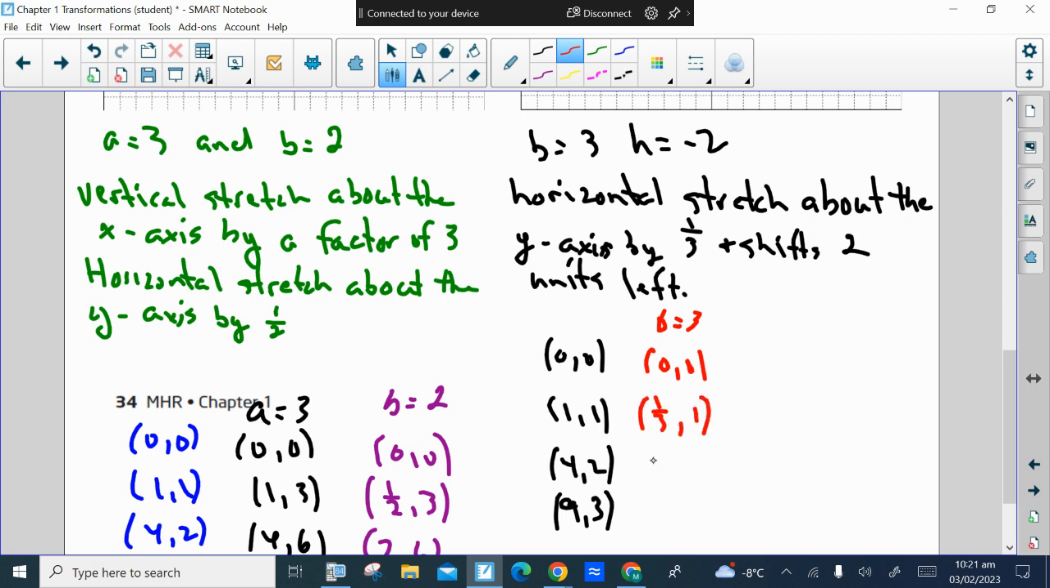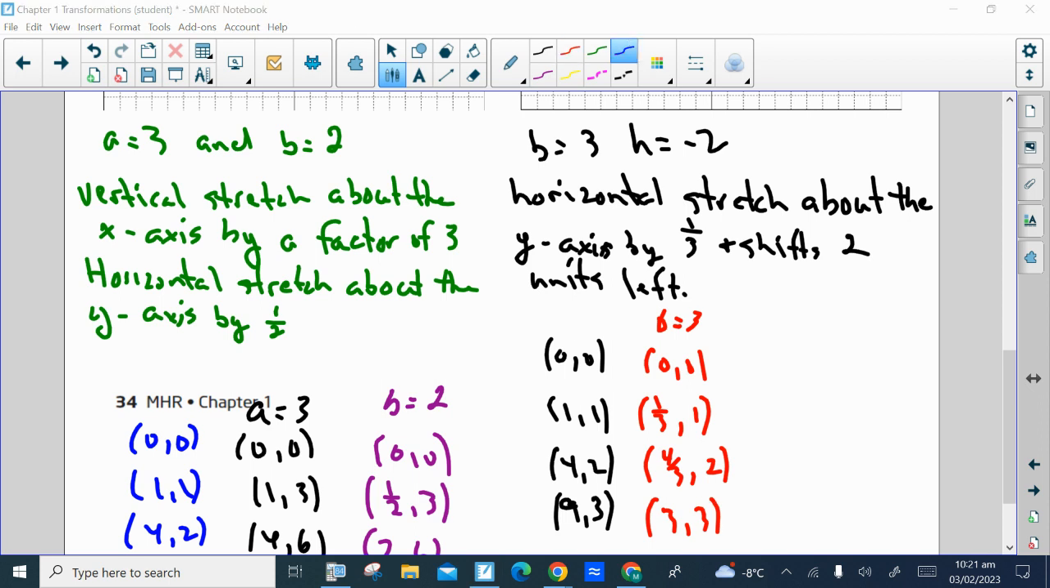We're going to multiply each x value by 1/3. 1/3 of 9 is 3. And then, if we go 2 to the left, because h is -2, now we're going to subtract 2 from all the x values.